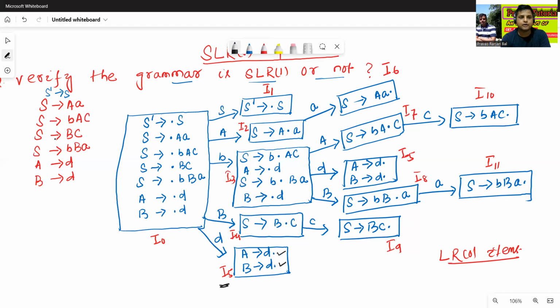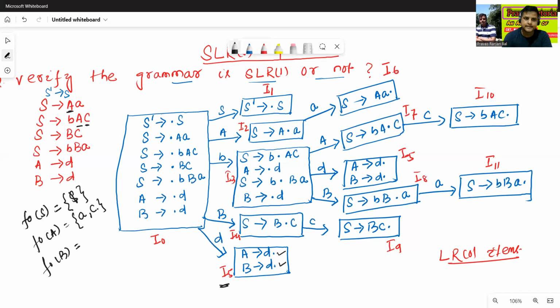So first we'll find the follow sets: follow of S, then follow of A. Follow of S, initially it is dollar. There is no S on the right side, so follow of S is only dollar. Follow of A: this is one A, this is the second A. For the first A, there's something on the right side of capital A, that means first of small a, and first of small a is a. For the other, there's something on the right side of capital A, means first of C.